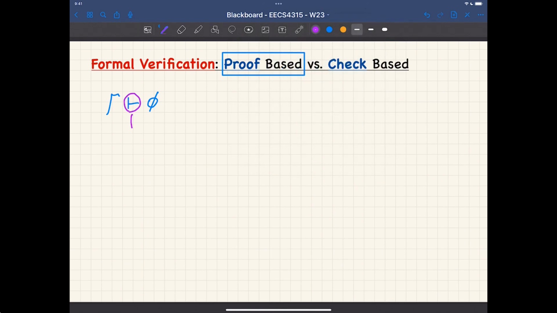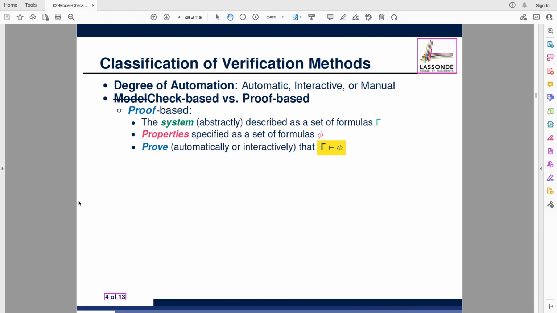This means phi is derivable from gamma, from left to right, using the relevant inference rules. All right, let me show you one example right away, and then I will go a little bit deeper into this, and then that'll be it for the recall.